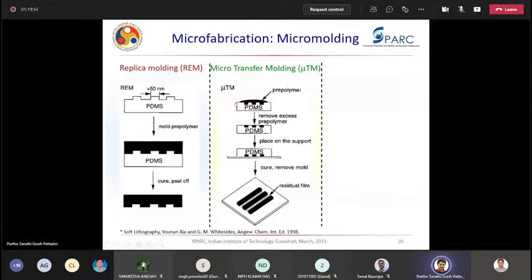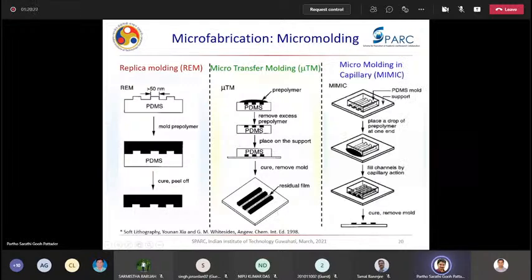Now there is another technique called microtransfer molding. You do the same thing: pour the pre-polymer on this PDMS stamp, remove the excess pre-polymer, place it on the surface, cure it, and take it out. But the problem is that a thin residual material still remains in this process. And there is another technique called micro-molding in capillaries, which we call MIMIC.